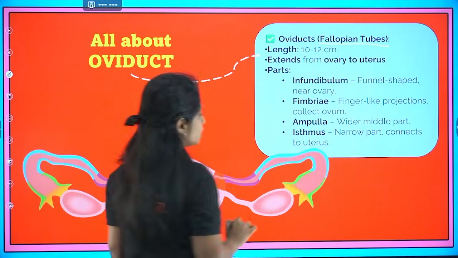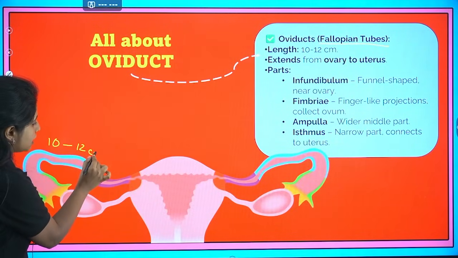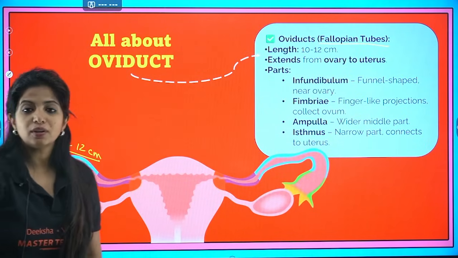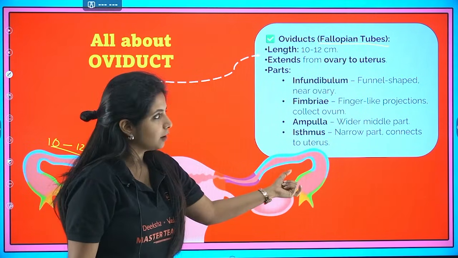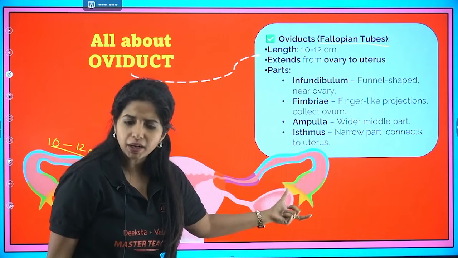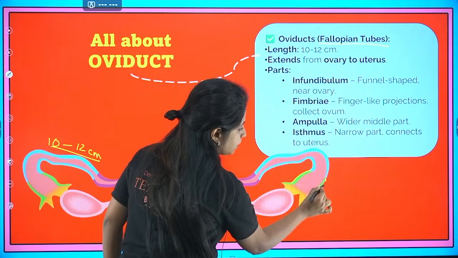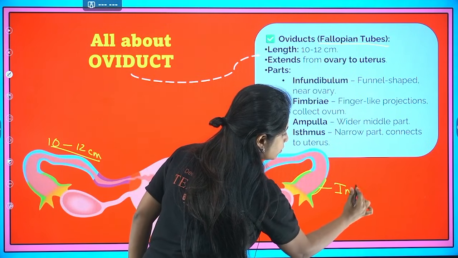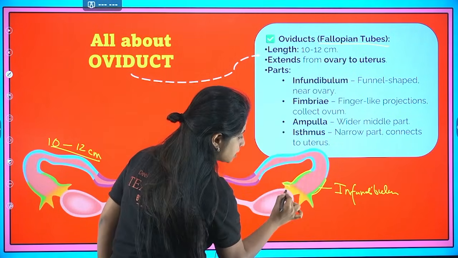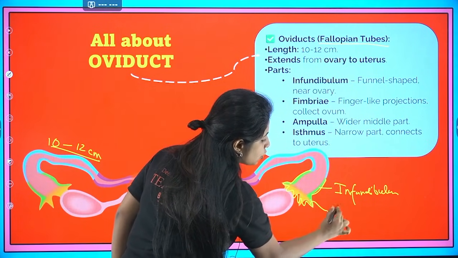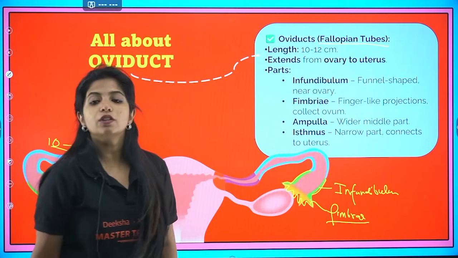We also call the oviduct as what? Fallopian tube. What is the length of the fallopian tube? It is almost 10 to 12 centimeter in length. How much? 10 to 12 centimeter in length. Now my dear children, the funnel shaped portion right up over here nearest to the ovary, you call this funnel shaped portion as what? Infundibulum. And this infundibulum has some finger-like projections right there. You call this as fimbriae. What do you call it? Fimbriae.